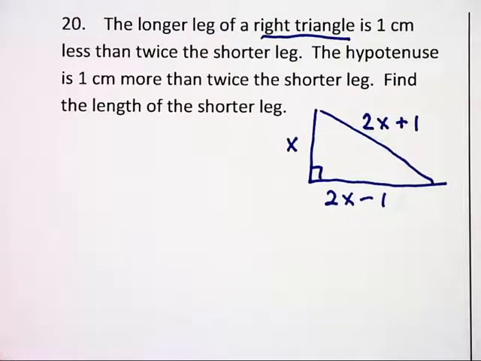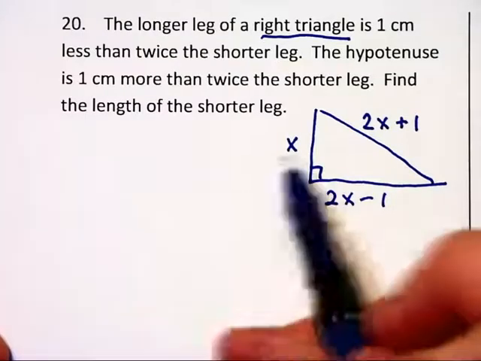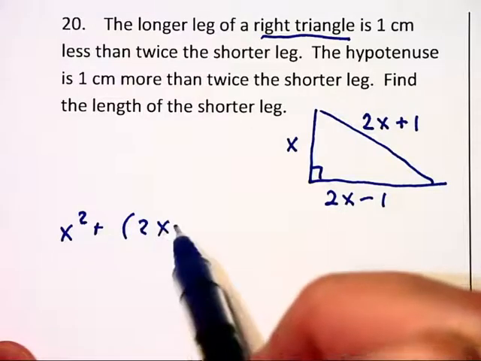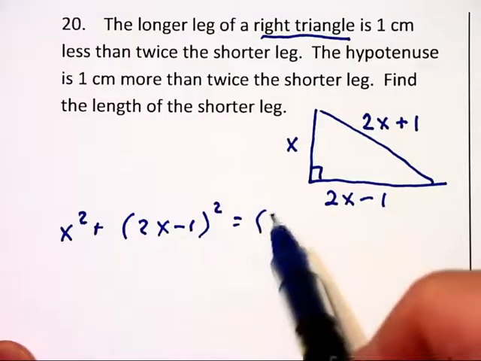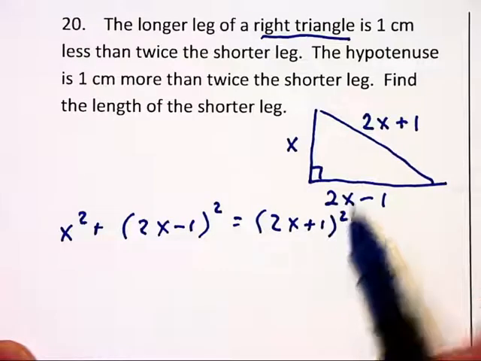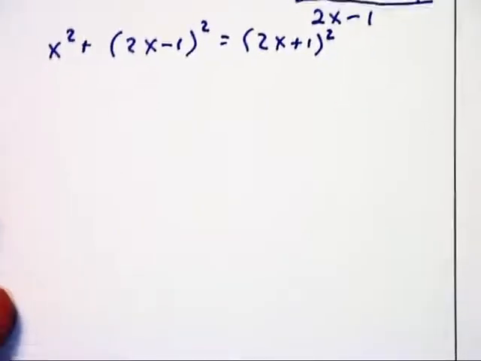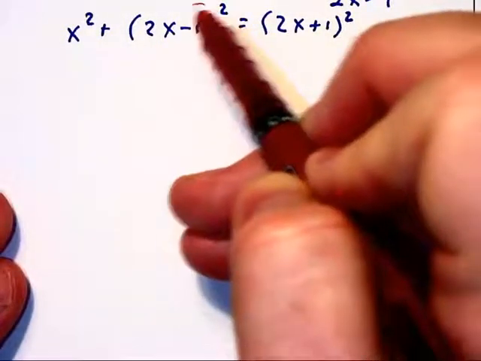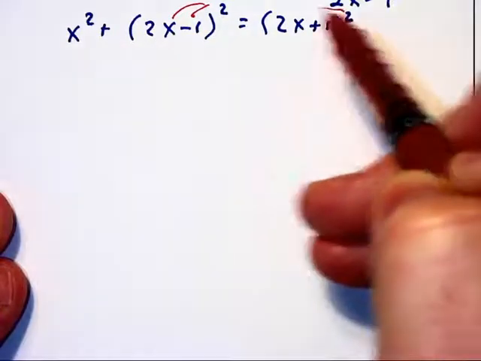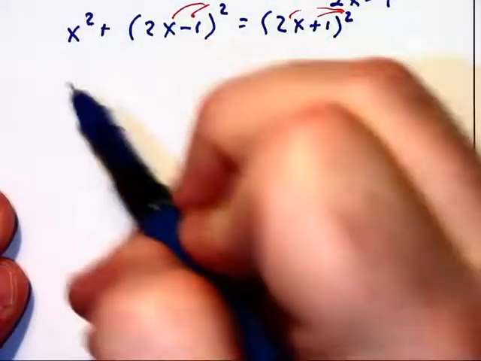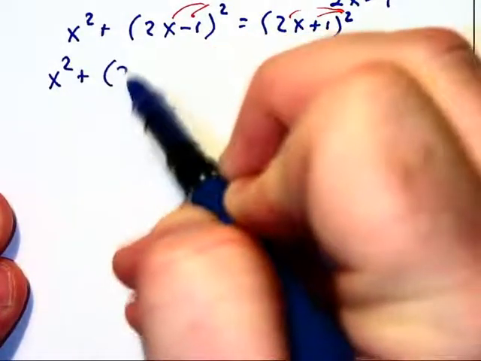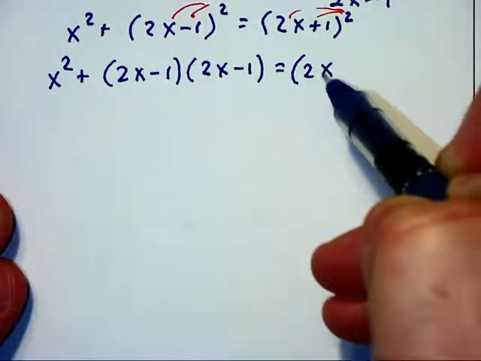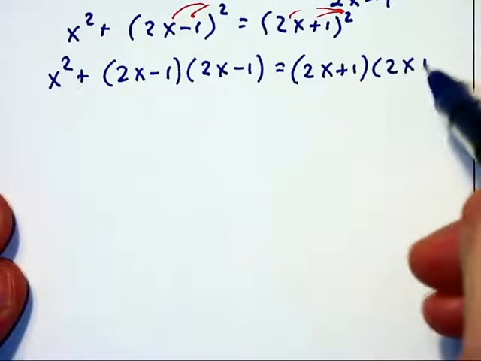Okay, I can apply the Pythagorean Theorem again, and that's a squared plus b squared equals c squared. So I'm going to have x squared plus (2x minus 1) quantity squared equals (2x plus 1) quantity squared. And I'm going to slide this up here because we're going to need our space. Do not make the mistake of just squaring each number inside. This is actually a FOIL problem in each of these cases, so I'm going to write it as such. x squared plus (2x minus 1) times (2x minus 1) equals (2x plus 1) times (2x plus 1).